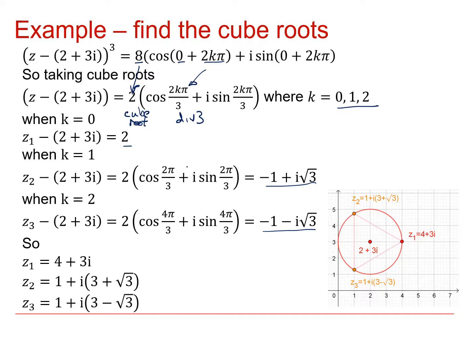Now remember, these are the solutions as if this circle were centred at the origin. I've got to do my transformation of origin here, and that means these need to be added in on the other side. So each of those will have a 2 plus 3i added to it. When you do that, you get final roots: z1, when k equals 0, is 4 plus 3i, and that equates to that point on the diagram. z2 is 1 plus 3 plus root 3i, and that equates to that point on the diagram. And z3 is 1 plus 3 minus root 3i, and that equates to that point on the diagram.